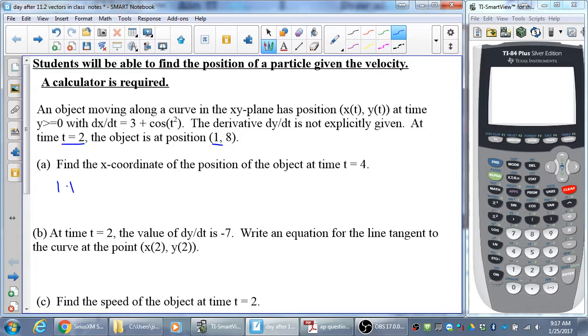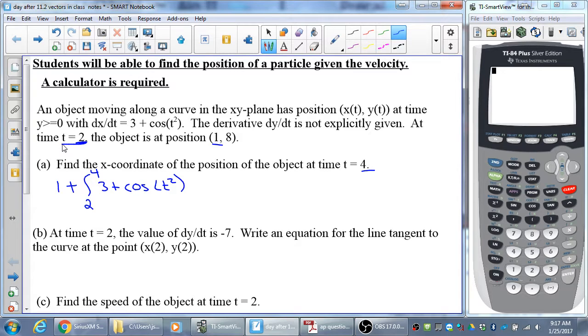And then we're going to add on the displacement, how much the particle moved, at least the x part of it. We're going to integrate from 2 to 4. We're going to start at 2 and integrate to where they want. So this is the displacement from 2 to 4. We've anchored it down at 1. What's the displacement? And then we need 3 plus cosine of t squared.